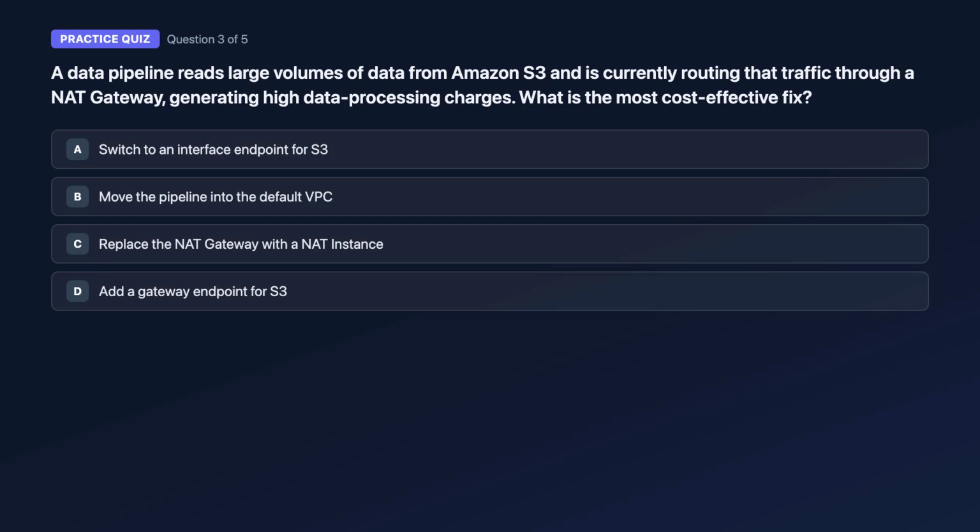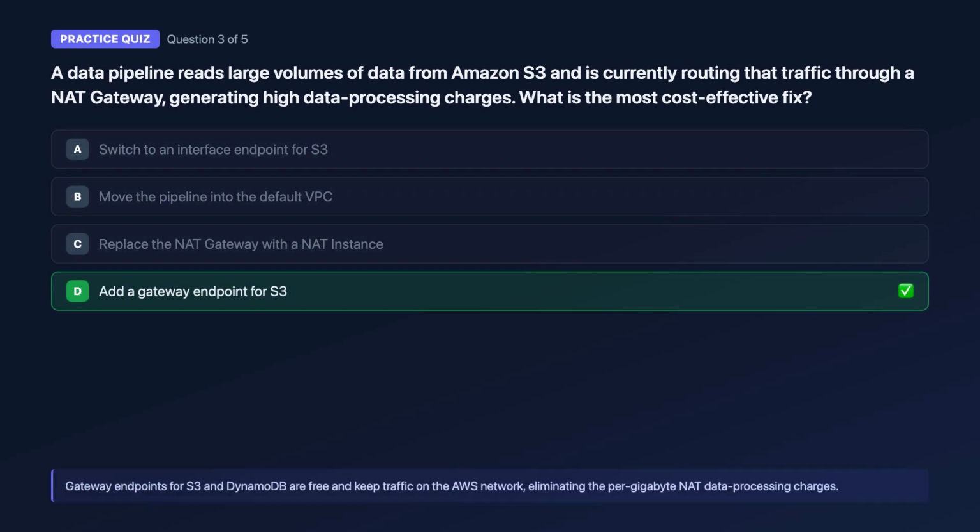If you said D, well done. A gateway endpoint for S3 is free and keeps the traffic on the Amazon Web Services network, removing those per gigabyte NAT charges entirely. An interface endpoint would work technically, but it's billed per hour and per gigabyte, so it's not the cost-optimal choice when a free gateway endpoint exists for S3.